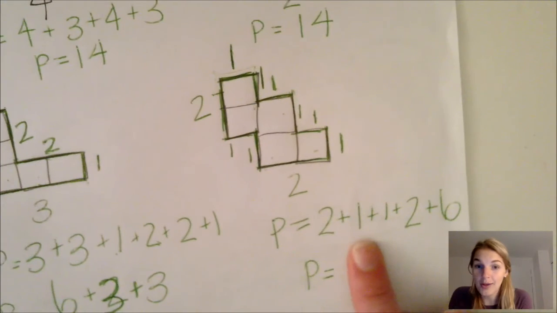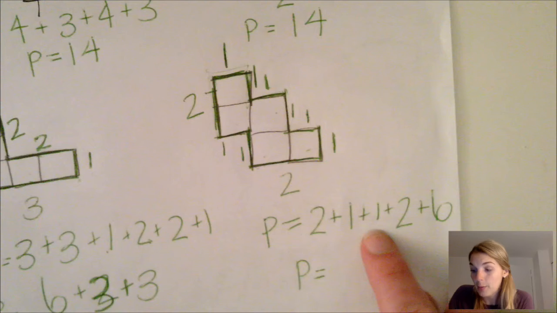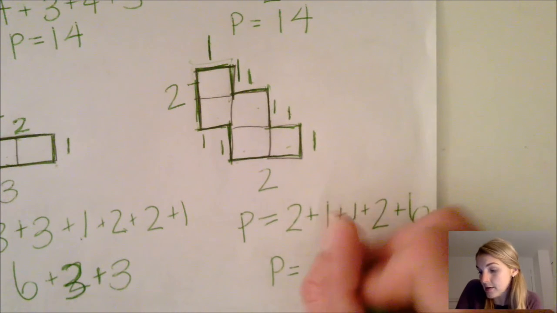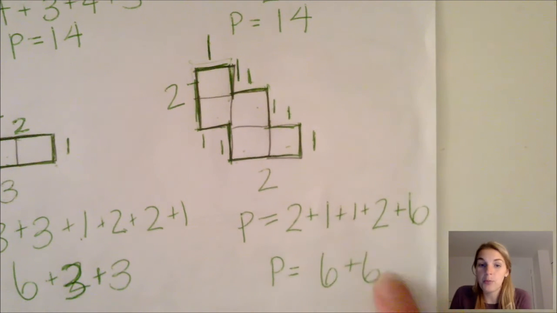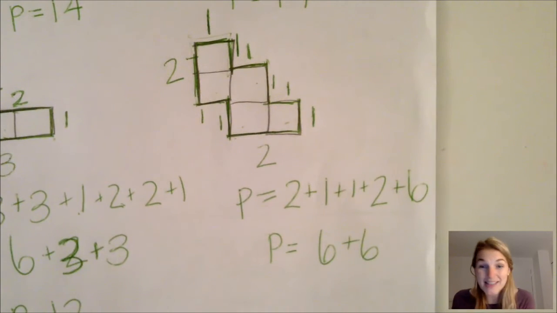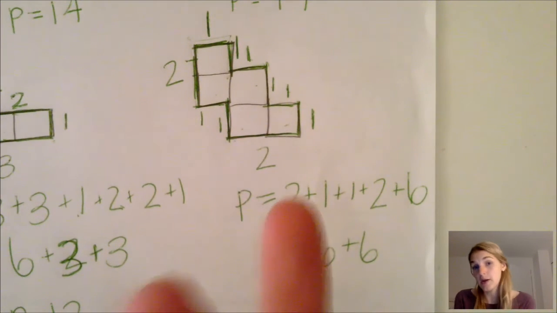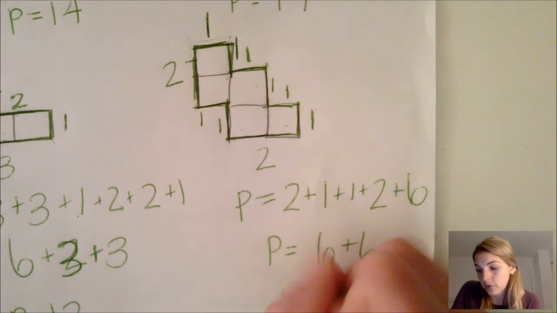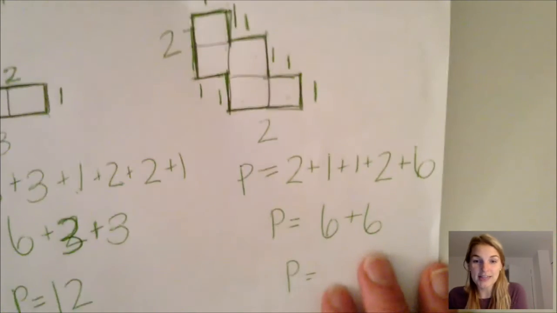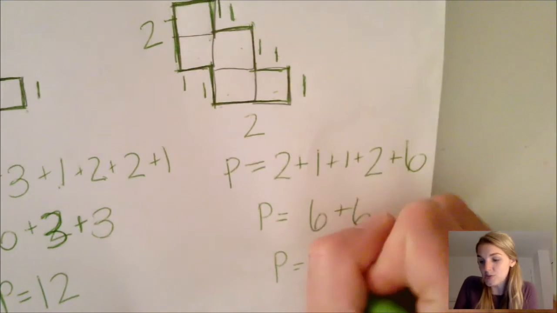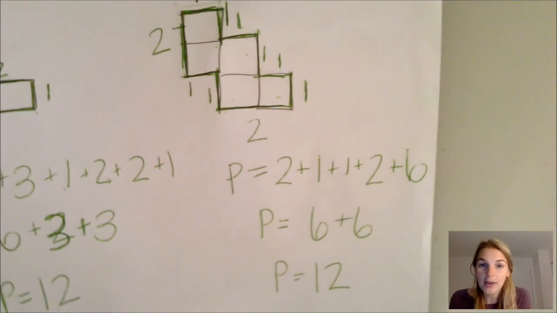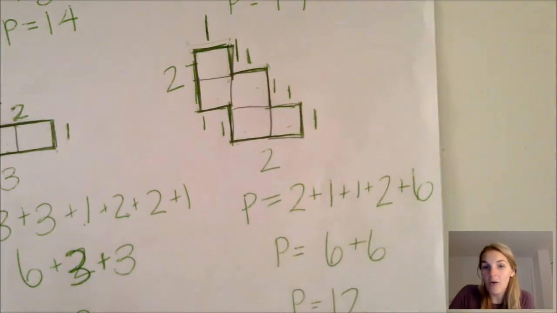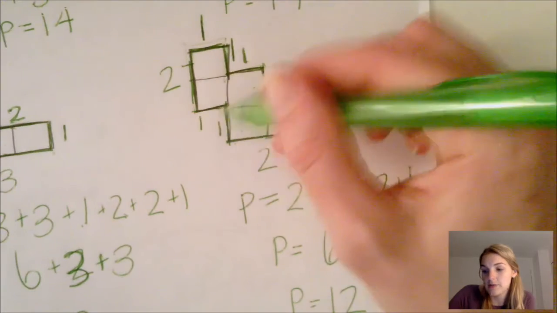2 plus 1 is 3, plus 1 is 4, plus 2 is 6, and then I'm going to bring my other 6 here. Remember, you can solve this any way you want. That's just how I decided to break it up. You could do it any way you want as long as you're adding all the sides up together. So now I'm left with 6 plus 6, and I know 6 plus 6 is 12. And whatever units we're talking about would be the perimeter, or the length of all the space around this shape.